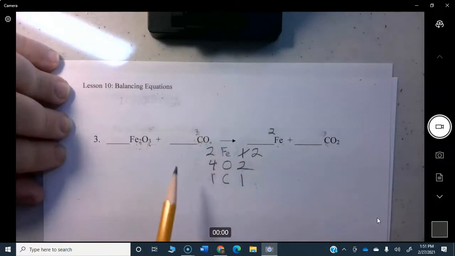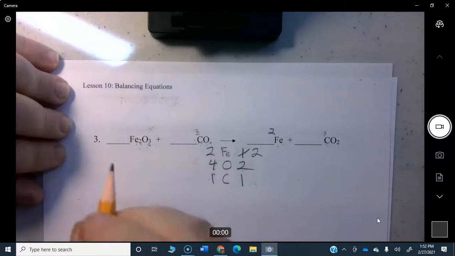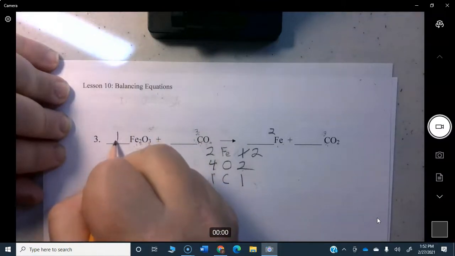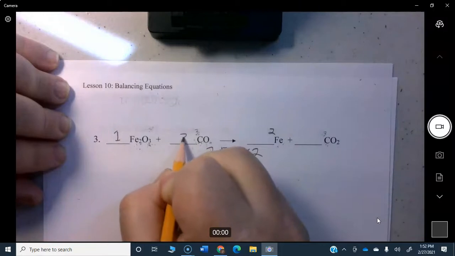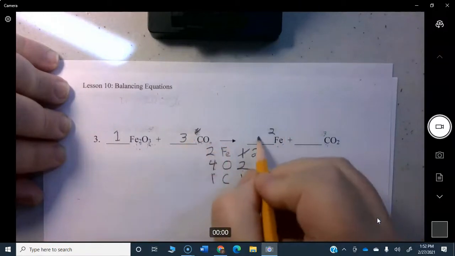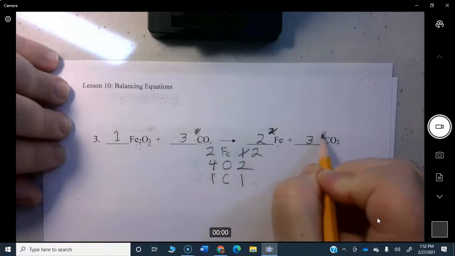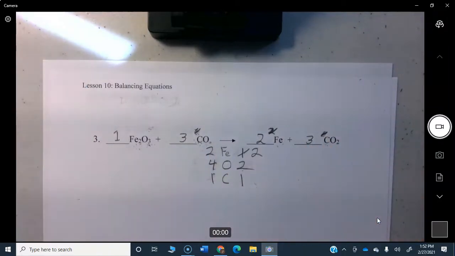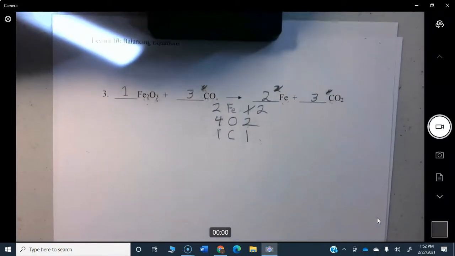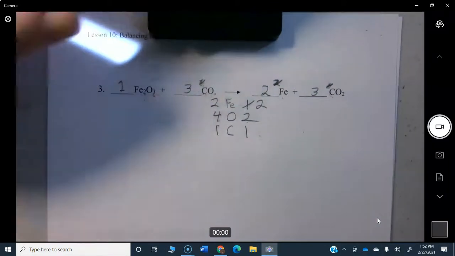You kind of had to do a little trial and error there. So that means my coefficients here are going to be 1, 3, scratch that out, 2, and 3. Okay, and that takes care of that. That's how you do that. Now let's do it with the box method and see how that would work.